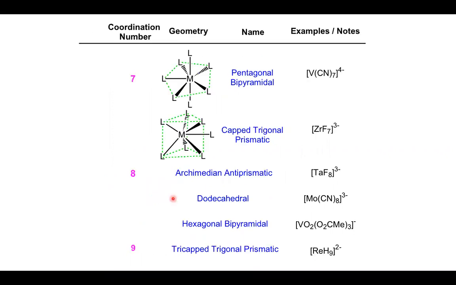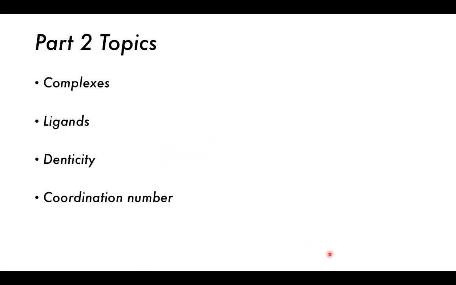Pentagonal bipyramidal for 7. We already saw that right at the start, which was our heptacyanovanadate. Then we have a capped trigonal prismatic like this, so dodecahedral, Archimedean antiprismatic, hexagonal bipyramidal, tricapped trigonal prismatic for 9. These are really uncommon, and you can see that most of the time they're formed with very small ligands. Like here, it's formed with fluorides, which are small, cyanides, which are small, and then hydrides, which are also small.